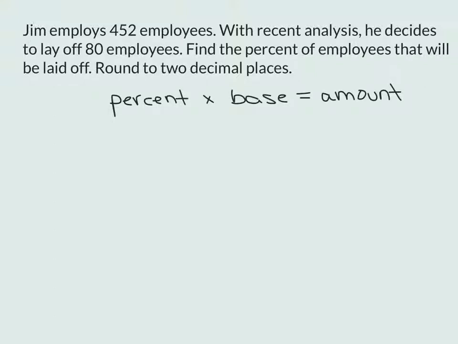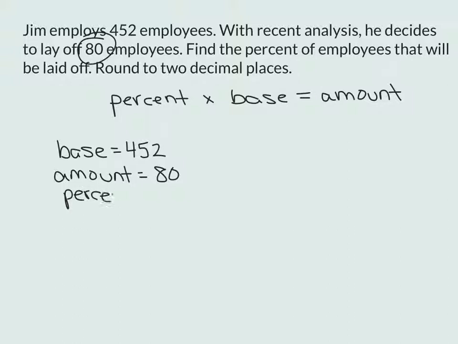We can use the percent equation again, which is percent times the base equals the amount. Now, Jim employs 452 employees. This is our whole, so this is going to be our base. And the amount is the part to the base, which is 80 employees, because that's the amount of employees that he needs to lay off. And we're asked to find the percent. So we can substitute these values into the equation to solve for the percent.